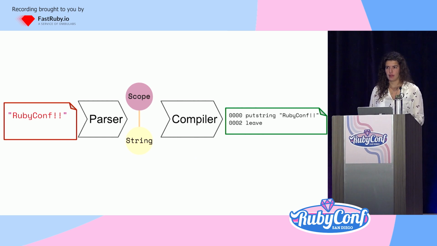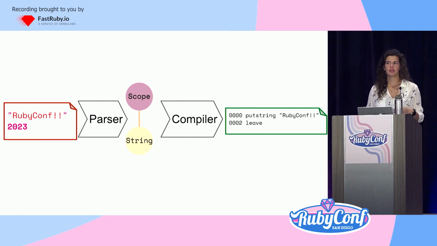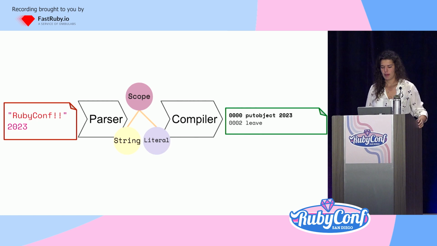And in order to understand that, we're going to make our program just slightly more complicated. We're going to add an integer to the end. So our program is now a 2-line program. The first line is this string RubyConf, and the second line is this integer 2023. And if we run it through the parser, as you might expect, we now have another node to represent that 2023 number. It's a literal node, which represents the integer.